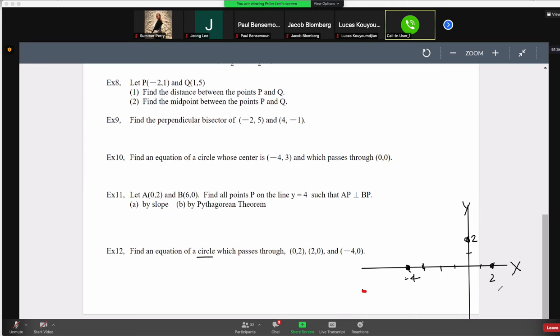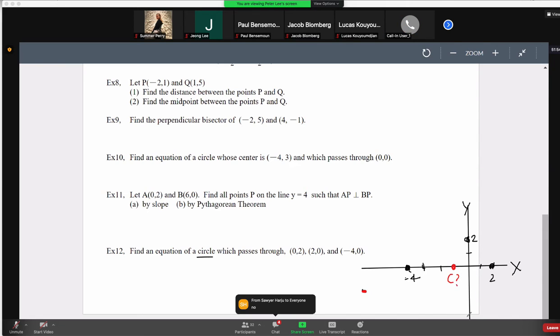Now, what is the midpoint of the points 2, 0 and negative 4, 0? This point right here, negative 4, 0 and 2, 0. What is the midpoint of this? The midpoint is, of course, over here, negative 1, 0. Do you think that is the center of the circle? What do you think? Is that the center?